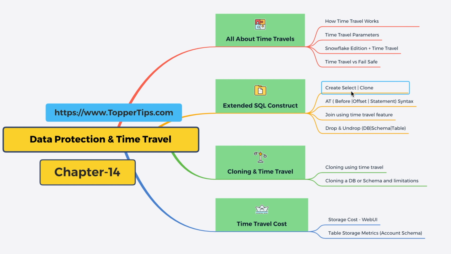Next, we will jump into and understand the SQL construct related to time travel. We'll see how to enable a time travel feature for a table as well as how to clone using time travel. We'll look into the at, before, offset and statement syntax. We'll see how you can use a join using a time travel feature. We'll see drop and undrop concept. Next, we'll see time travel and the cloning feature, followed by the cost associated with the time travel concept. And we'll try to understand the tables which are capturing the time travel related storage metrics.